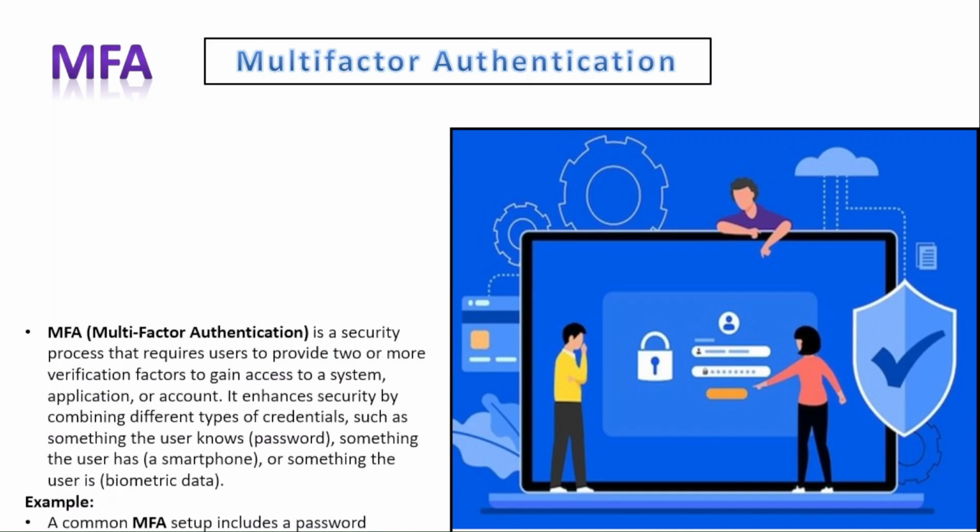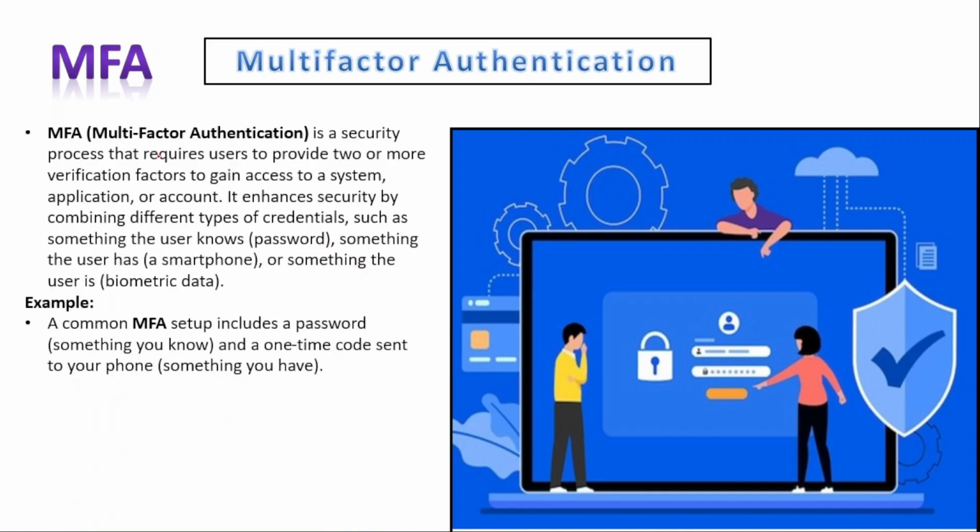MFA, that is multi-factor authentication. So MFA is a security process that requires users to provide two or more verification factors to gain access to a system, application, or account. It enhances security by combining different types of credentials, such as something the user knows, that is a password, something the user has, such as a smartphone, or something the user is, such as biometric data or a fingerprint. Example: a common MFA setup includes a password, that is something you know, and a one-time code sent to your phone, that is something you have.